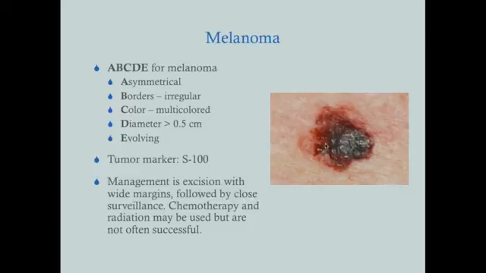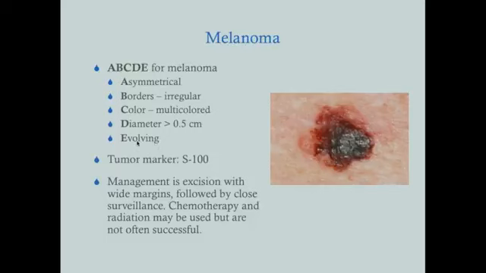Then diameter, more than half a centimeter. If it's smaller than half a centimeter, points towards benign. Bigger than half a centimeter, points more towards malignant. I tell patients about the size of a pencil eraser. If it's any bigger than that, get it checked out right away. If it's any smaller than that, look for the other things, but you can sort of keep an eye on it. Don't need to panic. And then E, this one's probably most important, evolving. If it's getting bigger, that's a problem.